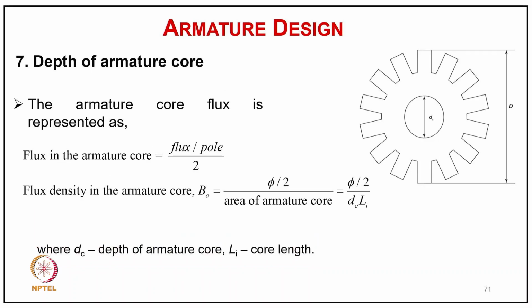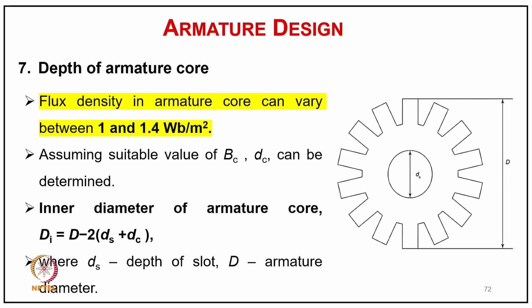Now coming to the depth of the armature core, as shown in the diagram. The flux in the armature core is flux per pole by 2. The flux density in the armature core Bc is equal to phi by 2 divided by the area of the armature core, that is phi by 2 Dc into Li, where Dc is the depth of the armature core and Li is the core length. The flux density in the armature core can vary between 1 to 1.4 Tesla. Assuming a suitable value of Bc, Dc can be determined, and the diameter of the armature core will be Di equal to D minus 2 Ds plus Dc, where Ds is the depth of the slot and Dc is the depth of the core.